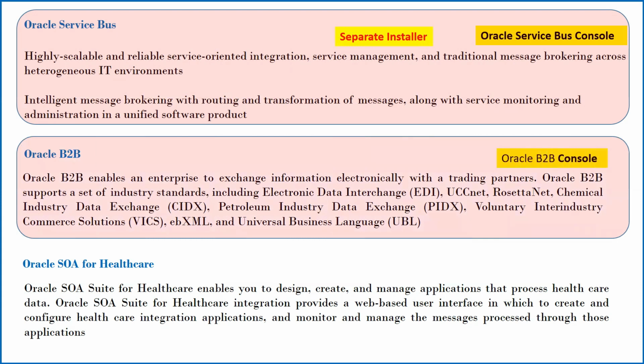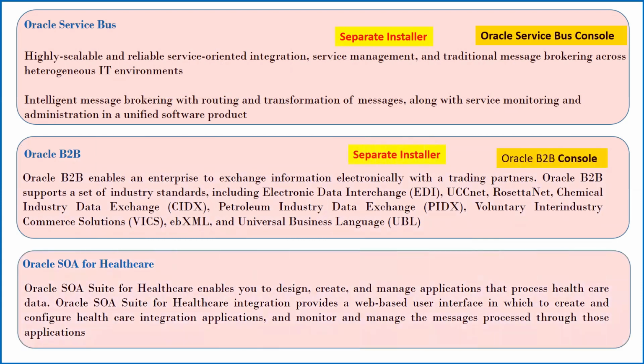Similarly, you have Oracle B2B, which is a separate installer, and then you have SOA for healthcare, which is again a separate installer. B2B is business to business communication. That means when you have different trading partners and you want to exchange data, information or documents electronically with them, there are different standards across the world, so that your documents can be accepted as an international standard between the trading partners. If you need to exchange data electronically with trading partners, then you can use B2B along with SOA. But again, it is a separate installer.